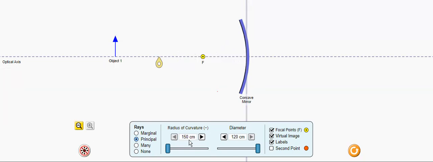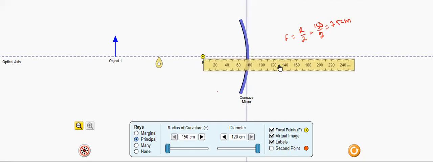of that mirror. So here, the radius of curvature of the mirror is marked 150 centimeters. It means focal length is at 75 centimeters. So focal length is equal to half of the radius, that is equal to 150 upon 2, that is equal to 75 centimeters. You can measure with the help of a scale also here. So from here, mark the 75 centimeters, you can see. So 10, 20, 30, 40, 50, 60, 70, and 5. So it is 75 centimeters.